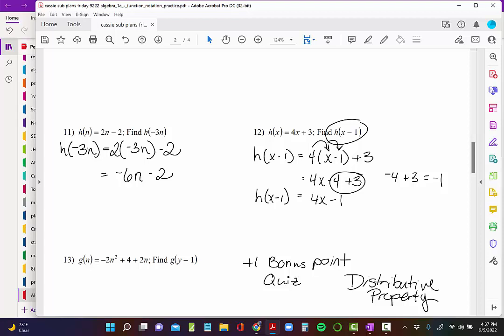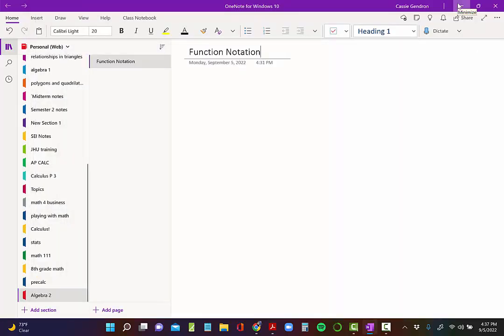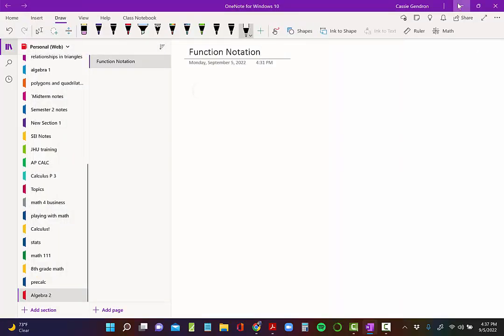Okay? So, a hint for number 13. Y minus 1 squared. What is y minus 1 squared? So let's look at that. We need y minus 1 squared. Okay, so what I'm going to do is write out the y minus 1 times the y minus 1.